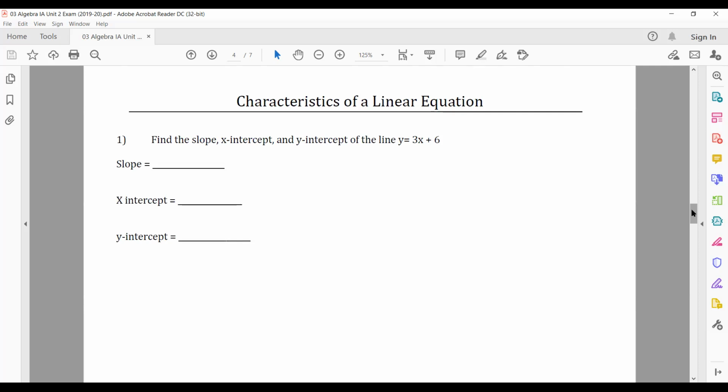So you might see problems like this too, where you got to find the slope, the x-intercept and the y-intercept. Well, we don't do much with the x-intercept. The slope and the y-intercept, though, ought to be easy in that problem. Why do I say that? Y equals 9? No, I forgot a step. 3 times 1 is 3. So y equals 3x plus 6.